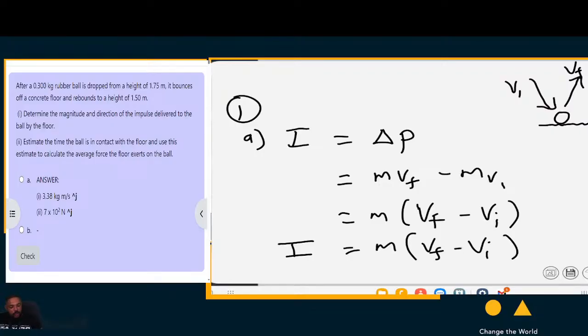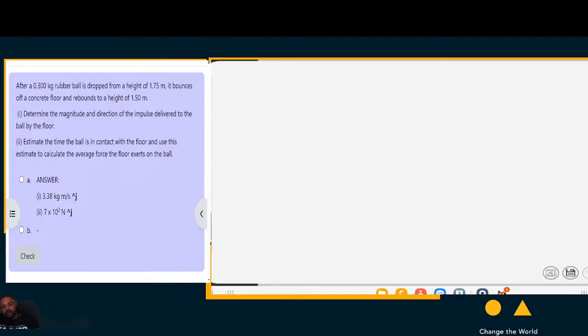But we can already see something here. The velocity initial is going downwards, so it will have a negative sign. The velocity initial will have a negative sign, because it's pointing downwards. Due to our sign convention, it will have a negative sign. So this is our formula. Now let's calculate the velocities.